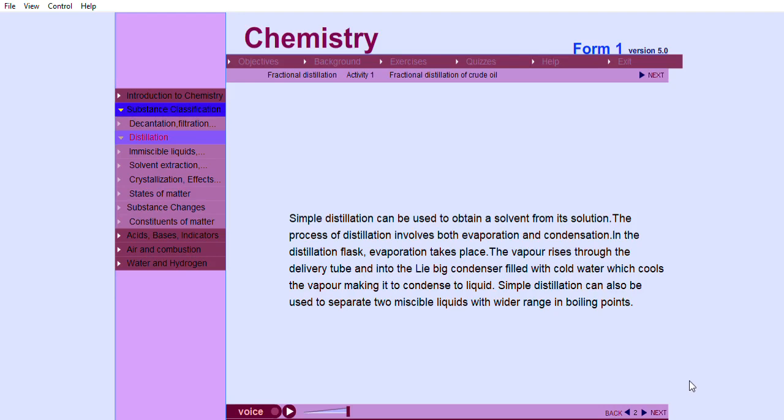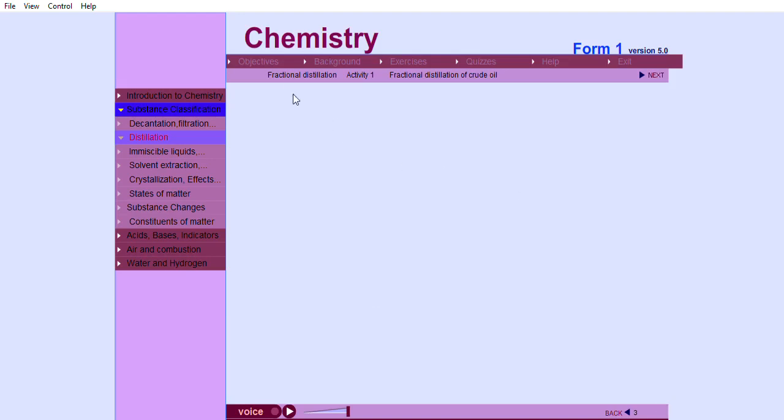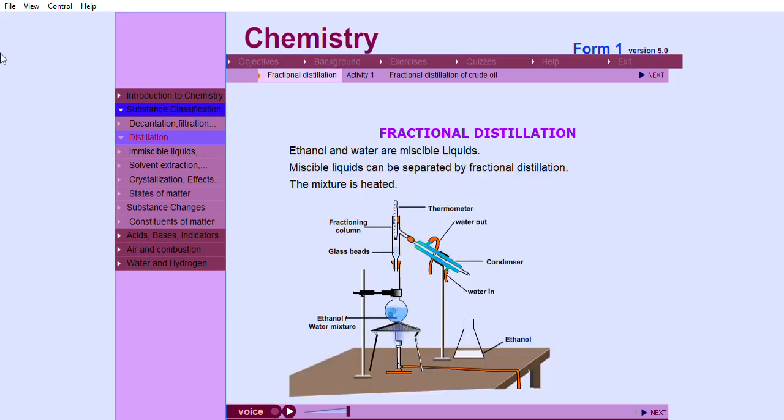Simple distillation can also be used to separate two miscible liquids with wider range in boiling points. Ethanol and water are miscible solutions and can be separated by fractional distillation. The solution is placed in a distilling flask, broken porcelain is added, and the Liebig condenser is connected. The more volatile substance, which is ethanol, with a lower boiling point of 78 degrees Celsius, condenses first. The water with a higher boiling point is left in the distilling flask.